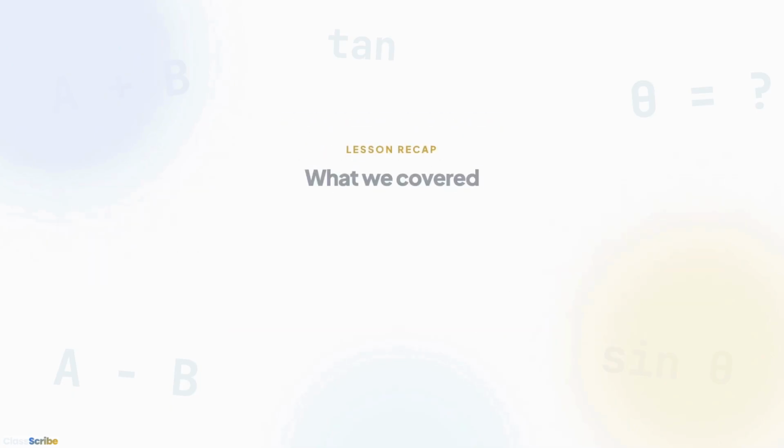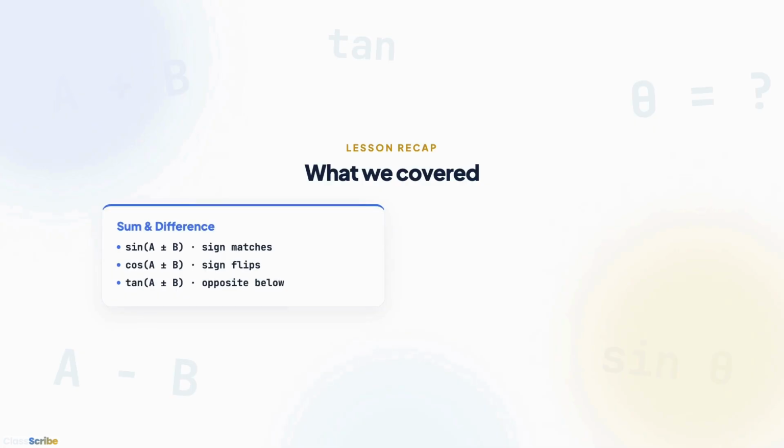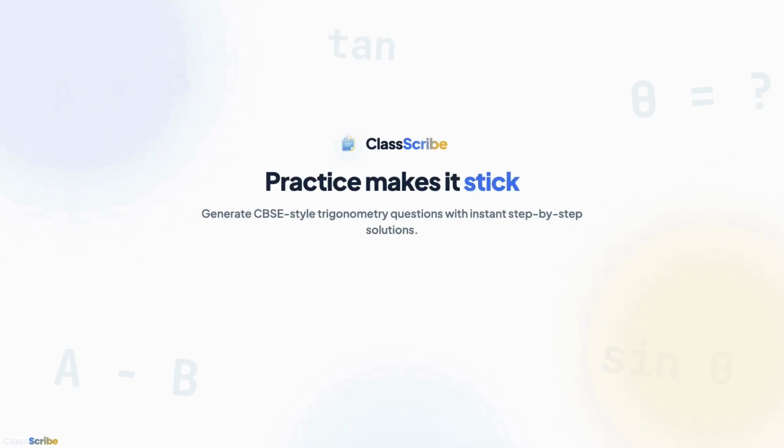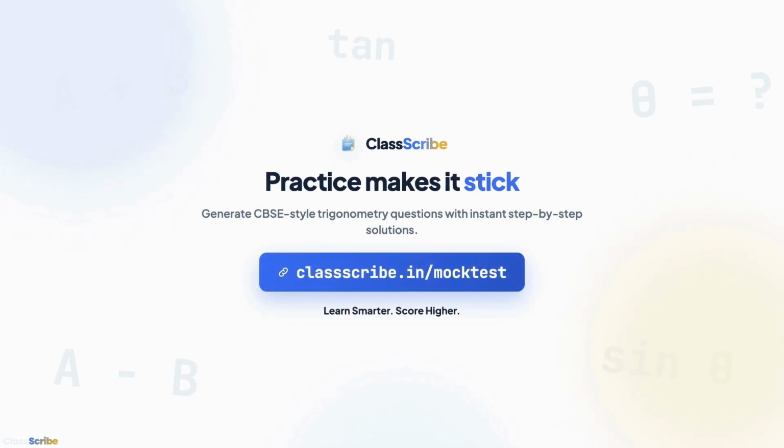To summarize, we learned the formulas for the sum and difference of two angles for sine, cosine, and tangent. We also saw how these formulas help us find exact values of non-standard angles and solve trigonometric equations logically.